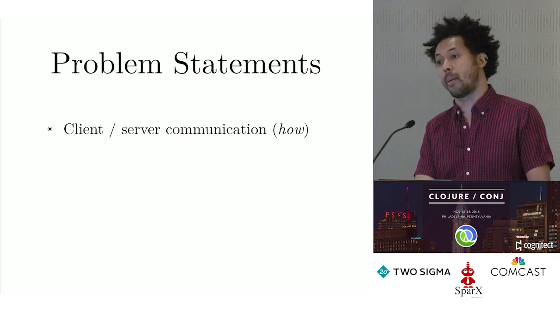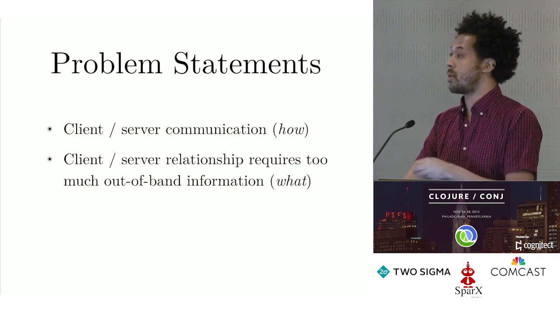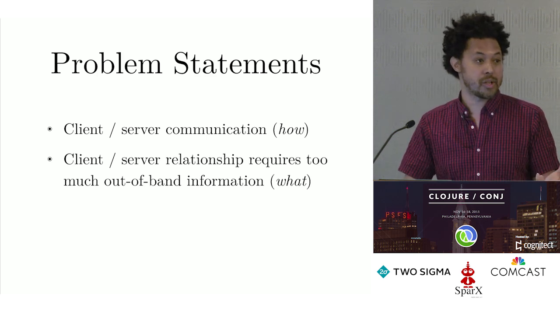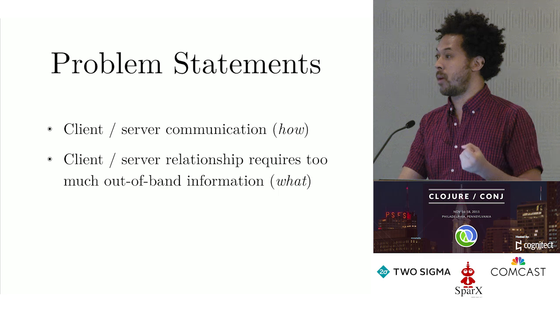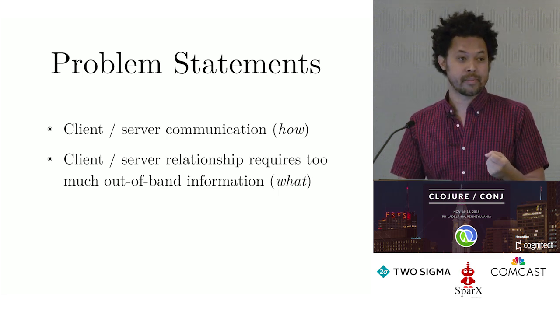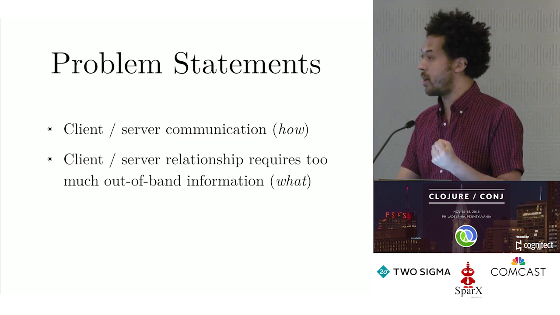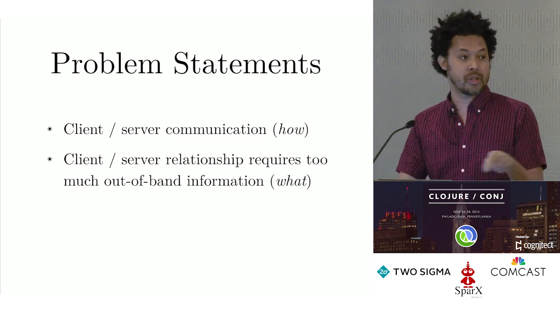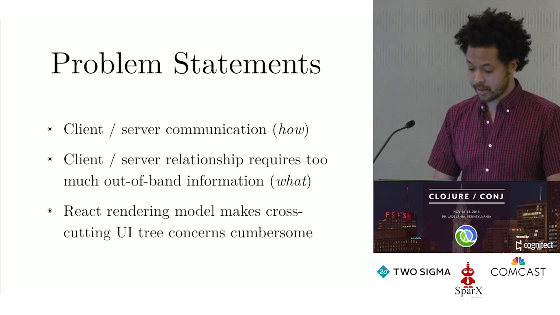There is a deeper problem beyond this, which is that the client-server relationship often requires too much out-of-band information. For example, when you make a request to AWS, how do you know what you're going to get? Right? You don't. You have to read the docs. That's the only way to know. All the information about the relationship is out of band, and we want to fix this, and that's a big idea in Om Next.